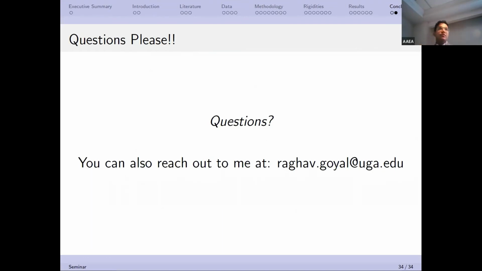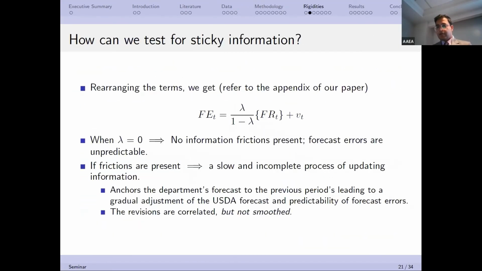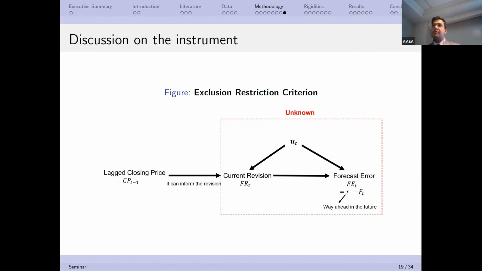Any questions? Can you maybe talk about your instrument again? You're basically saying that the lag closing price, whatever's happening with these revisions, can't feed back. So couldn't people anticipate the revisions? Is that a violation of the exclusion restriction?